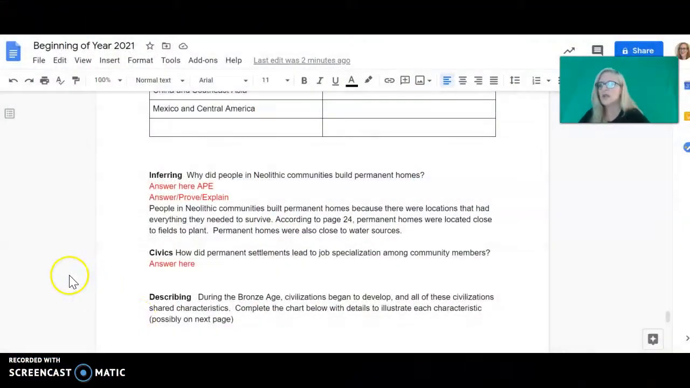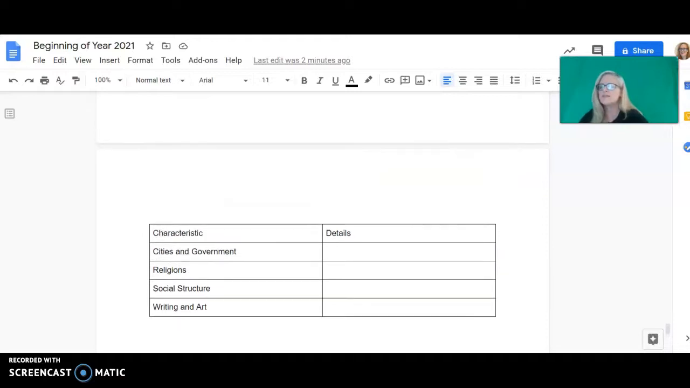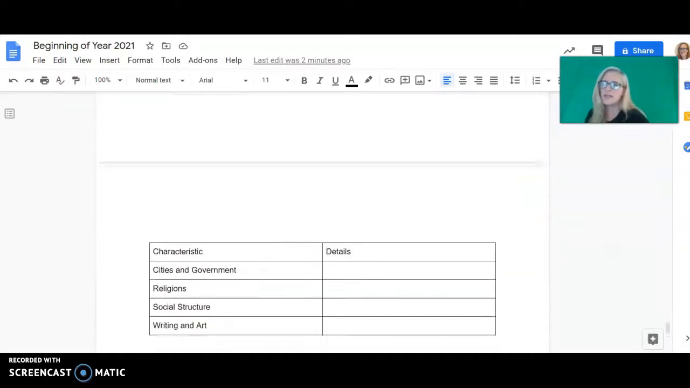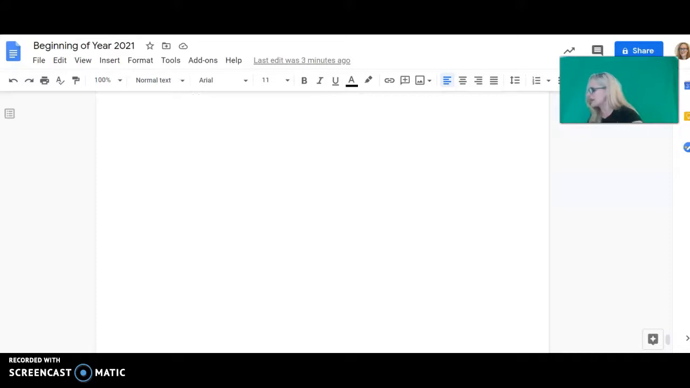The two tables that you have to do, I want to hit those before I hit pause. So you have to do this table, which we talked about with food grown. That's super easy, you guys. And then the other one is, it says, during the Bronze Age, civilizations began to develop, and all of these civilizations shared characteristics. Complete the chart with details to illustrate each characteristic. It says possibly on the next page, because once you start typing, everything gets moved around. Right now it is on the next page, but once you start typing, all of that should be on the next page. I'm going to go to that section because that section is pages 28 and 29.